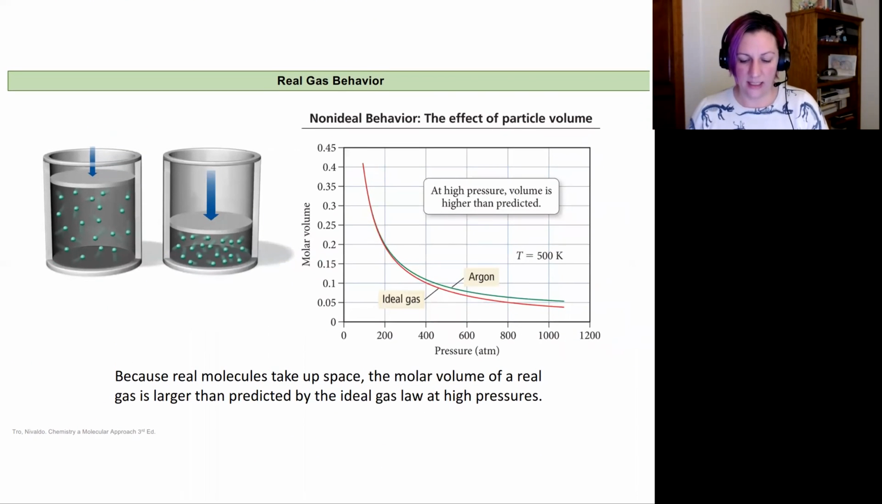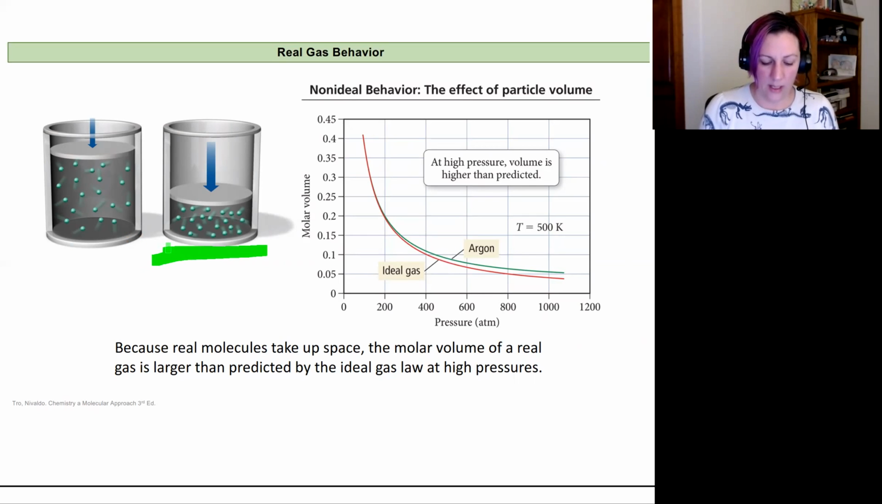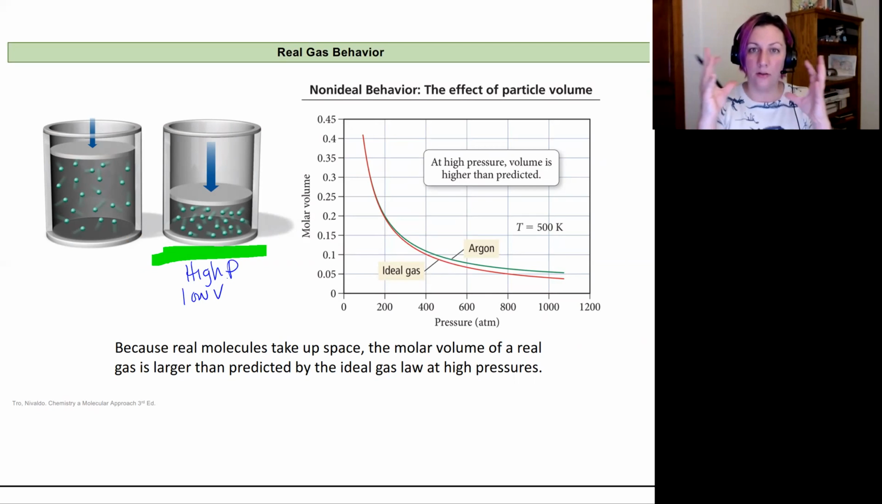So let's study these one at a time. So here, let's look at the non-ideal behavior as an effective particle volume. As we reduce the volume of a container, we increase its pressure. And so in our case right here, we have high pressure and low volume. And these particles are so close together and crammed into this space that the percentage of the space that's occupied by the particles itself within the volume becomes meaningful.